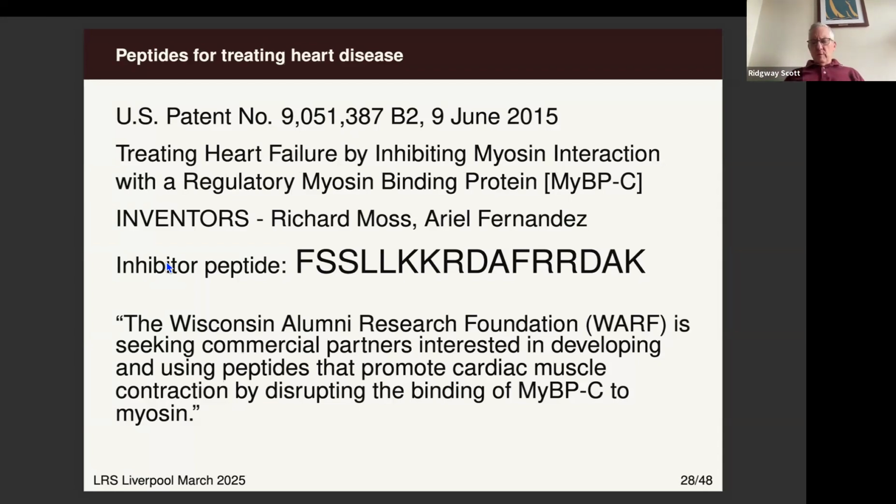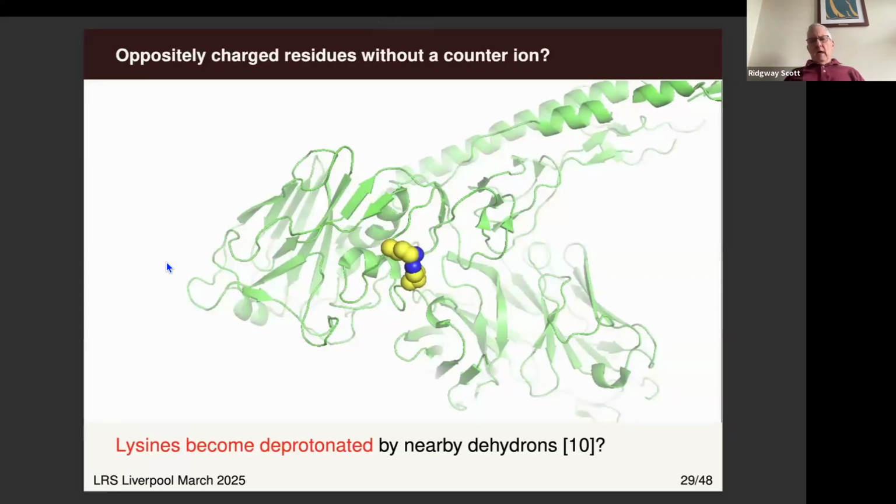Okay, so that was a breakthrough. That now we felt comfortable that we could predict to some degree dehydrons based on sequence alone, at least the likelihood of finding dehydrons.